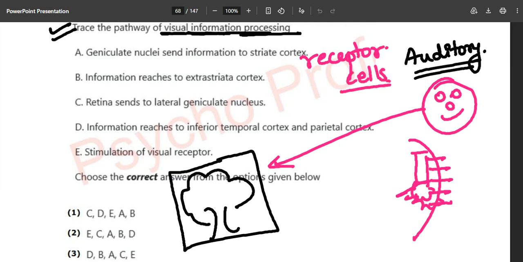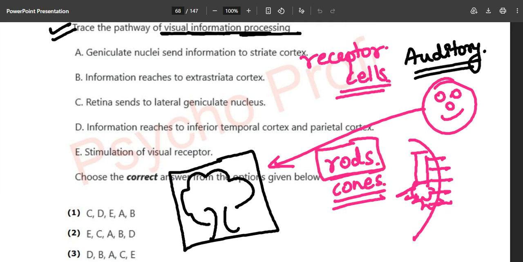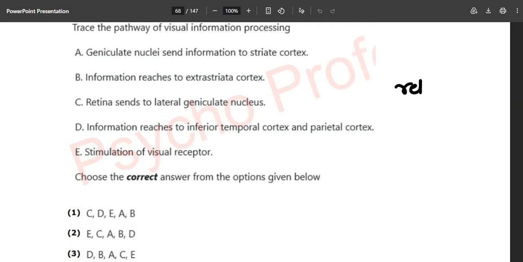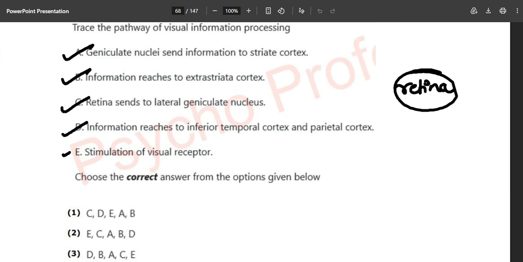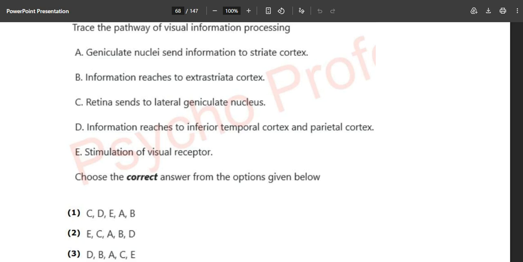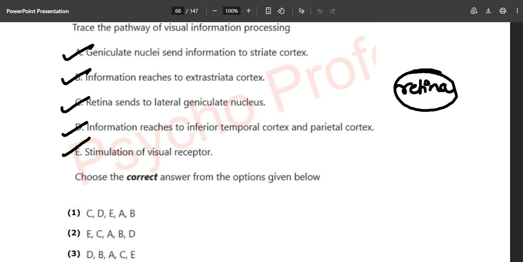And what are these receptor cells in our eye called? These are called the rods and cones. Rods are helpful for our night vision, and cones, as you know, respond to bright light, so they are helpful for our day vision. So rods and cones are the very first point of contact on our retina. Always remember this and try to figure out what is going to be the first option in this question, and everything else will be easy.